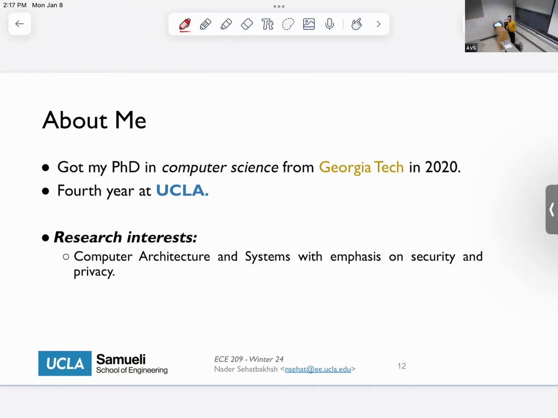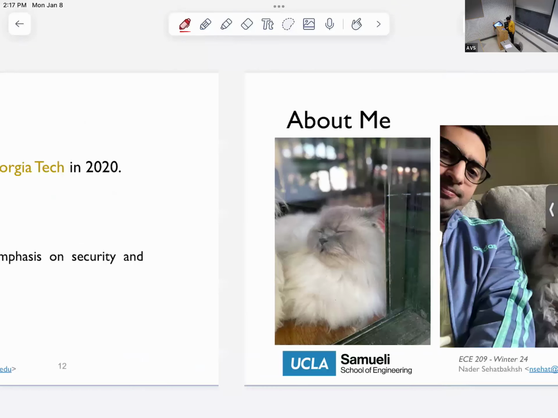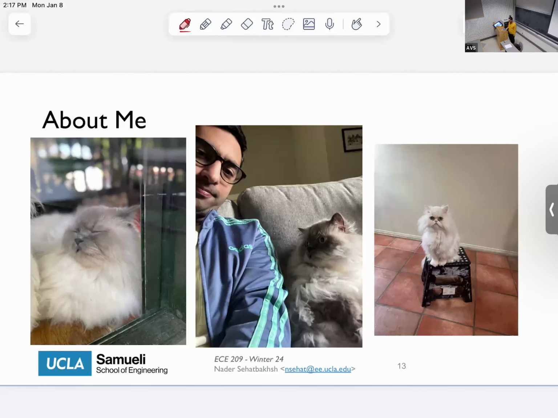My research interest is mostly in security, but it's in computer architecture security and system security. So I do lots of things in IoT security as well. Many of these topics that I'm going to talk about are directly related to my research. Some of them are just things I'm interested in, and I'm not really doing any research on that. I have 2 cats, so you're going to see lots of cat photos.